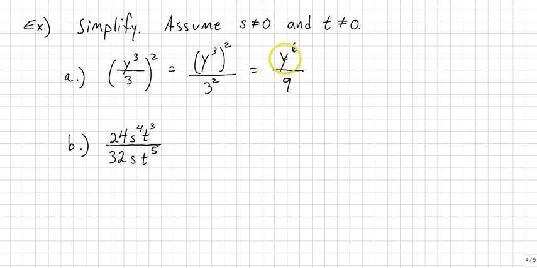And you can write this as y to the 6th over 9, or if you want, you could write that as 1/9 y to the 6th. Both of those would be acceptable, whichever way you want to write that.